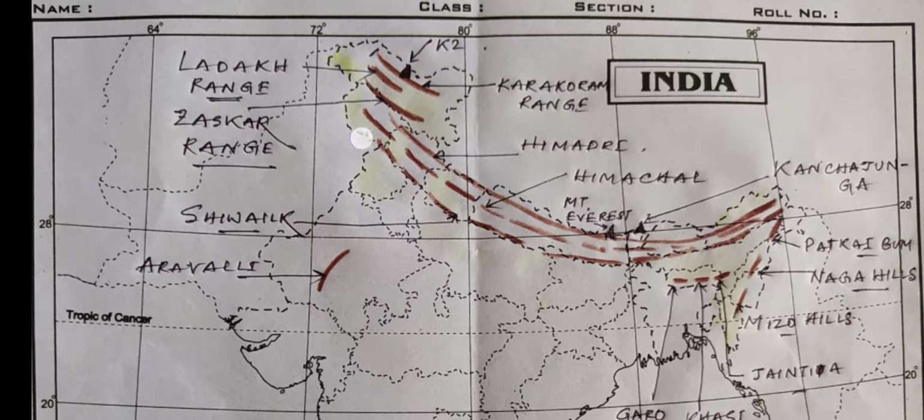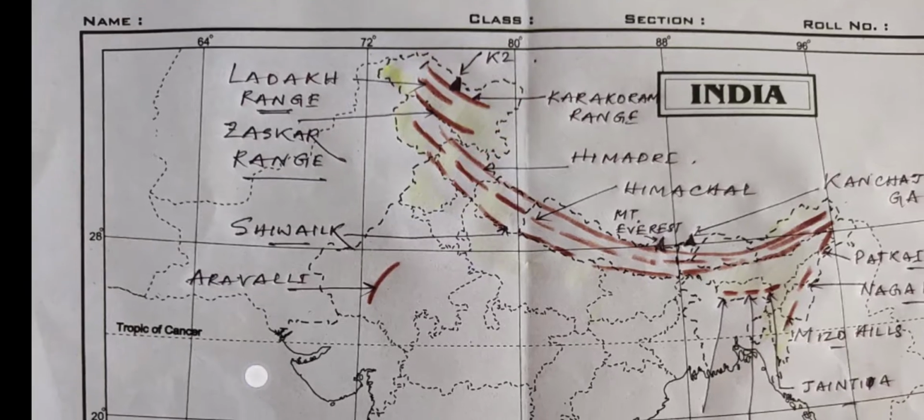Then the Karakoram range. See the Karakoram range. So this one is the Karakoram range. I have marked Karakoram. Then there is the Ladakh range, and next is the Zaskar range. This one is the Zaskar range. This one is the Ladakh range. This one is the Zaskar range, which are located in Jammu, Kashmir, and Ladakh. So these are also very much important.